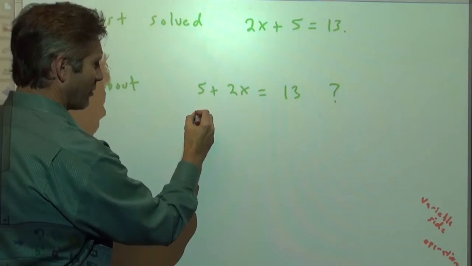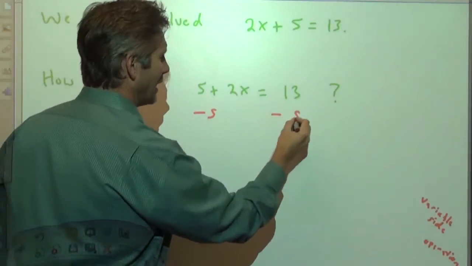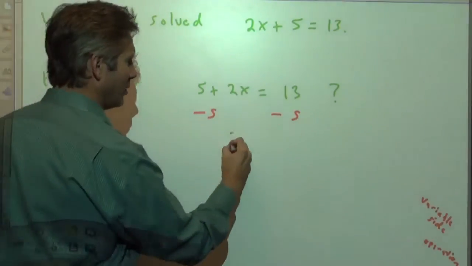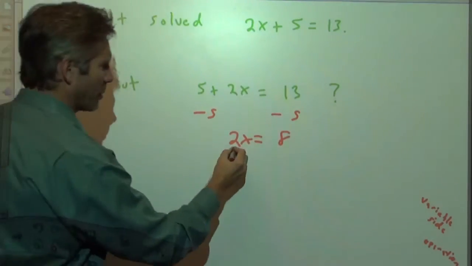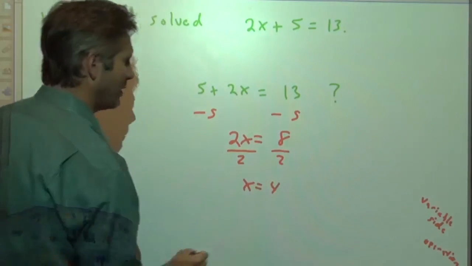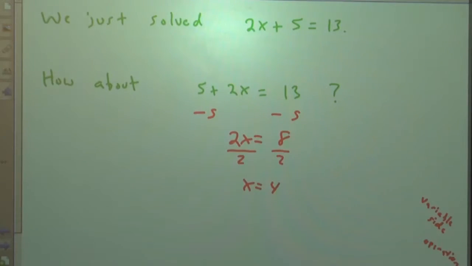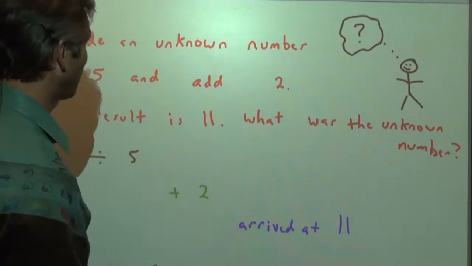So once again, the first thing we do is take away the last thing that would have been done, and that was to subtract the 5. So we'd be left with 2x is equal to 8, and to undo multiplication by 2, we would divide by 2 and still arrive at the same number. So here, let's do another one, and then we'll come up with some rules.